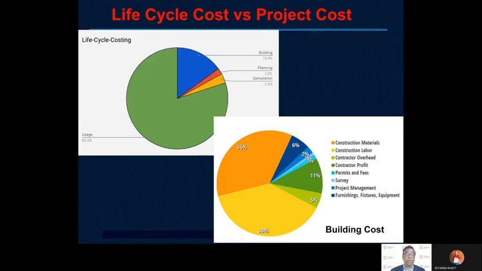If one looks at the overall life cycle cost of a project, the majority of cost comes after completing the project, during the service life of the project. And if you look at the cost of the building or the project itself, the majority of cost goes towards the materials and the labor and equipment usage. So if you are able to optimize these two aspects, then we are able to optimize the cost and time.